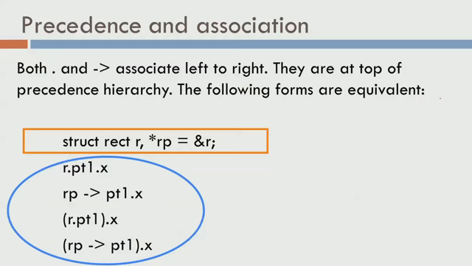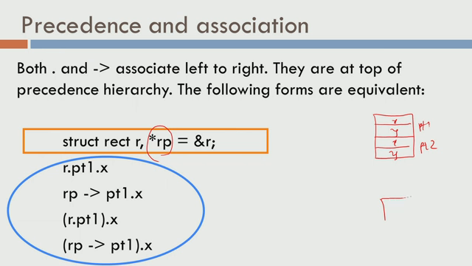We have a rectangle called R and we have a pointer to a rectangle called RP, and RP is made to point to rectangle R itself. Remember, let us say this is the space allocated for rectangle R. Rectangle R itself had something called PT1 and something called PT2, and PT1 in turn had x and y, PT2 in turn had x and y. So, this would be the layout for R. R is a variable, struct rect is the data type. So, this is the layout for R, not for rect.